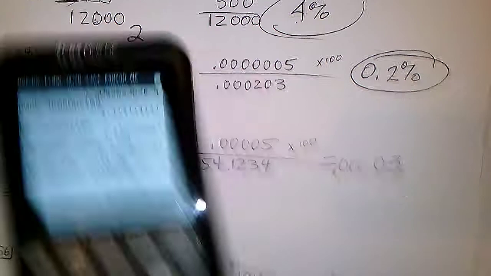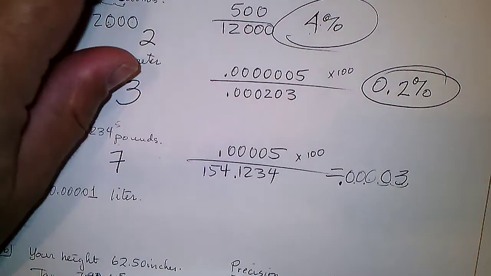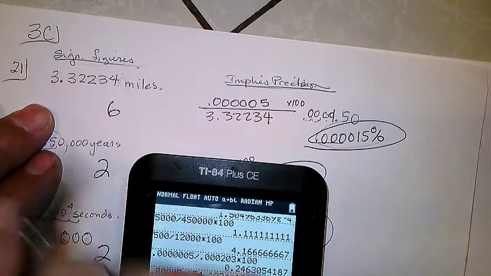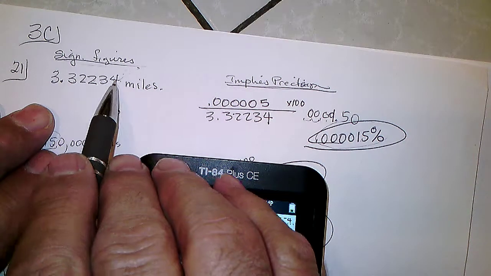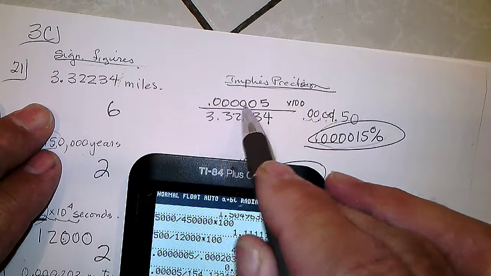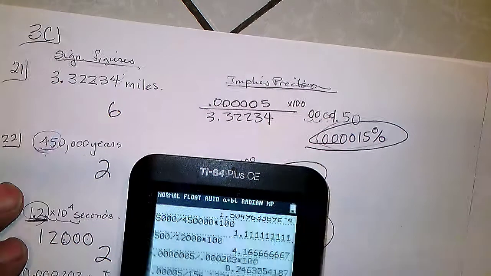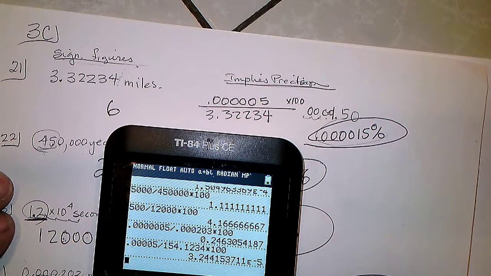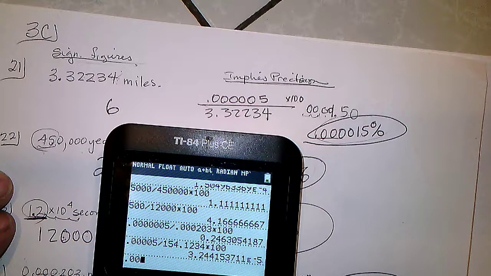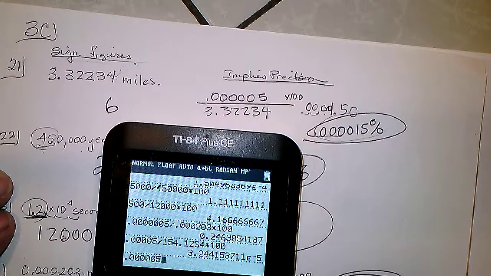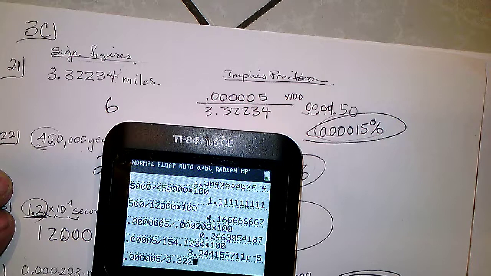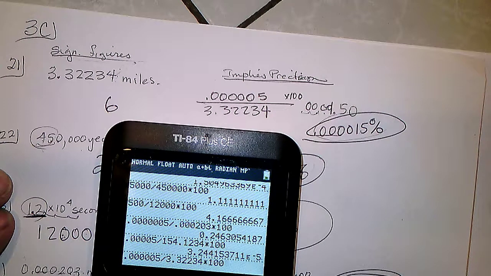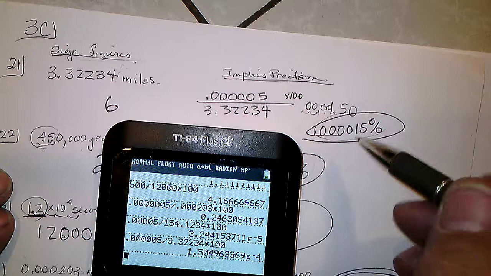This looks like it's more. Something's wrong. I must have done this one incorrectly. Let's see here. 1, 2, 3, 4, 5 zeros. 5 divided by that. Let's do this one again. 0.00005 divided by 3.32234 times 100. Maybe I forgot to do times 100.